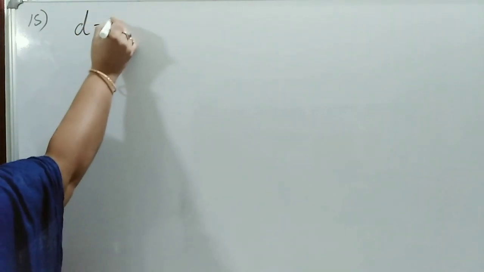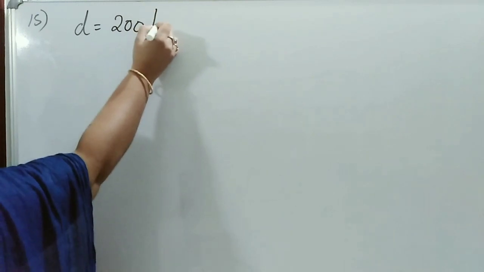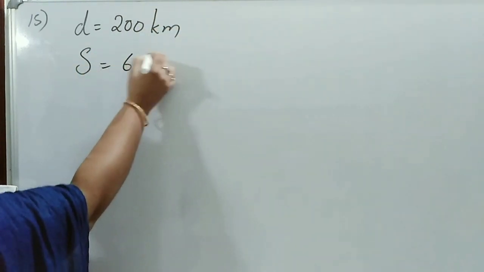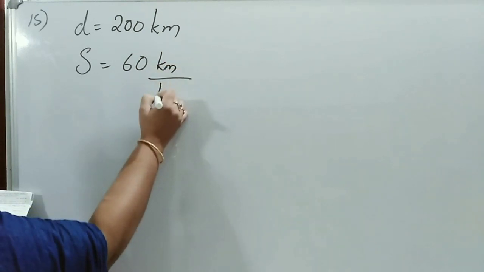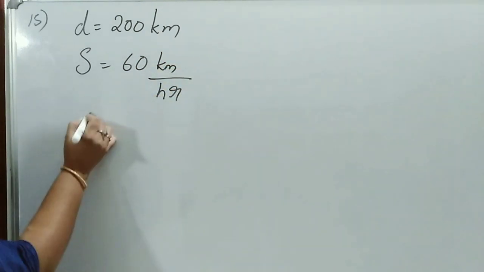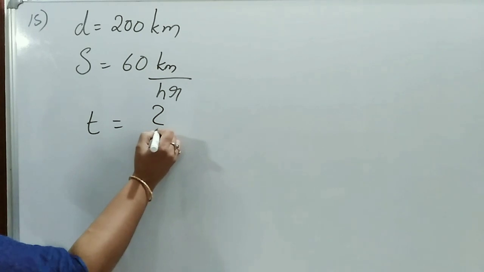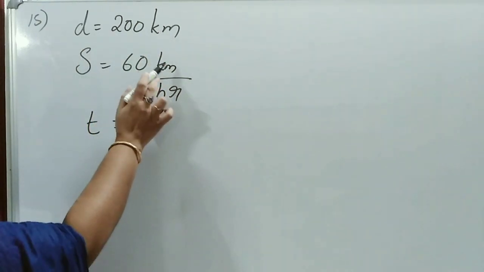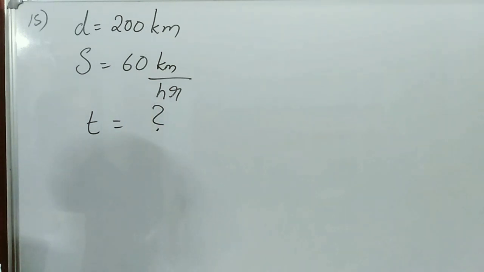Question number 50. How long? How long means you are asked to find the time. The train will take to travel a distance. Distance is given 200 kilometer, with a speed. Speed is given 60 kilometer per hour. You are asked to find how long. Time is equal to question mark. Here you can see distance is in kilometer and speed is in kilometer per hour. So no need to convert.